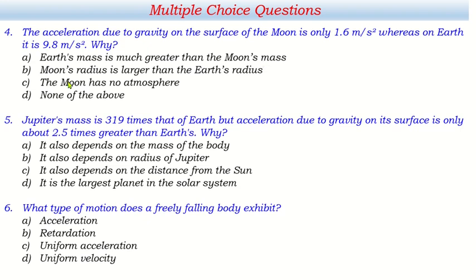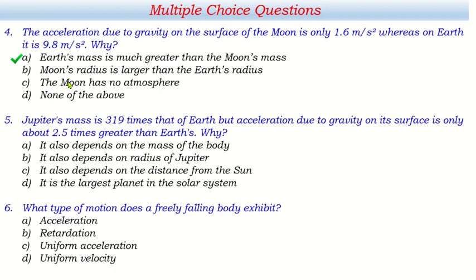And because of the greater mass, its gravity is greater, and because of the greater gravity, the acceleration due to gravity will also be greater. That's why its acceleration due to gravity is 9.8, but the acceleration due to gravity of the moon is only 1.6 meter per second square because of the less mass. Okay, option A is correct.